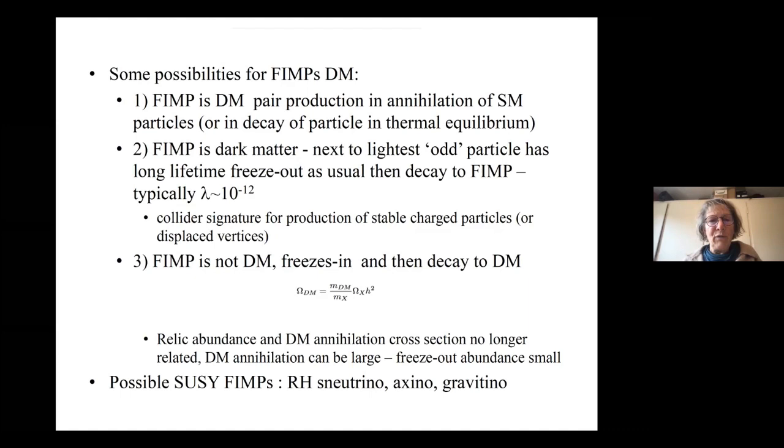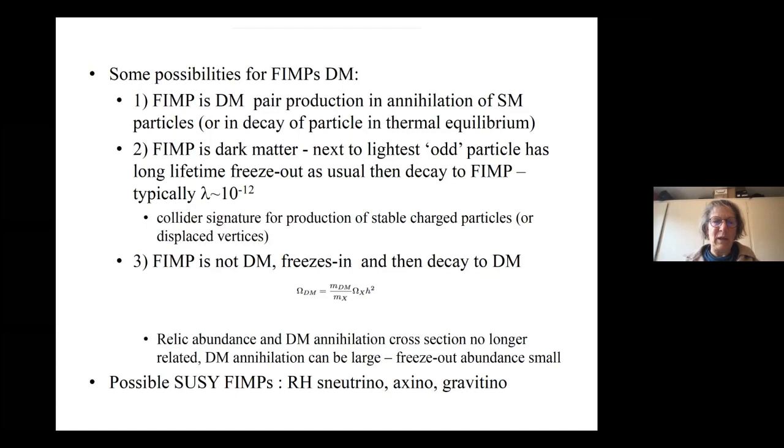So there are a few possibilities for feebly interacting massive particle as dark matter. It can be produced in annihilation of standard model particles or in decay of some particle in thermal equilibrium. But it can also be that although the FIMP is the dark matter, the next to lightest supersymmetric particle will freeze out as usual. And because it has a long lifetime, it will decay to the dark matter, but after the freeze out. So basically in this case, you can hope for collider signatures of stable charged particles, or at least displaced vertices.